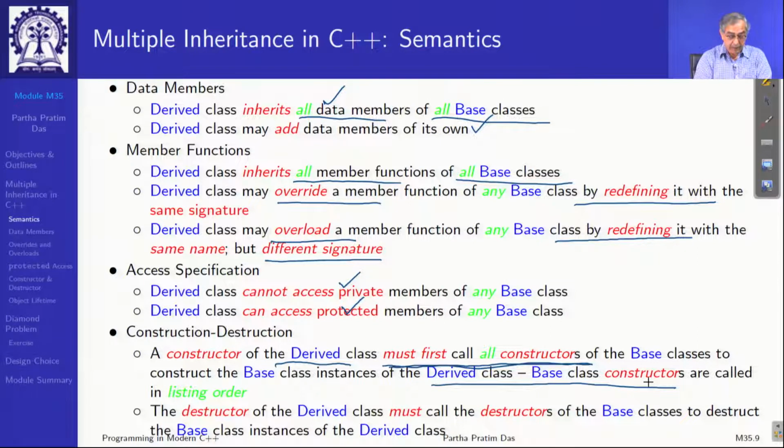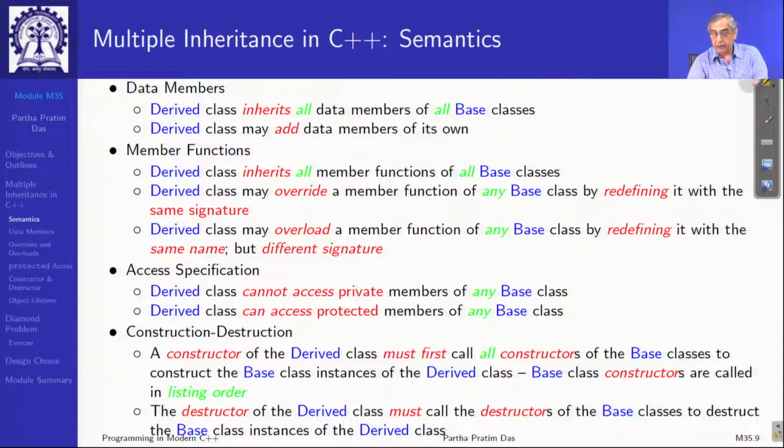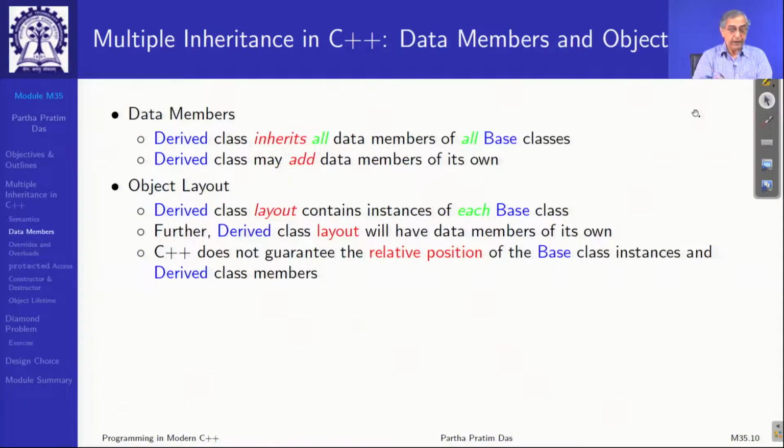The destructors, as usual, will all have to be called for the bases as well, and they will be called by the same rule: the destructor will be called first whose constructor was called last. So, we will proceed in that manner. These are the basic rules laid down. Now, let us look at each one of these categories of items one by one.